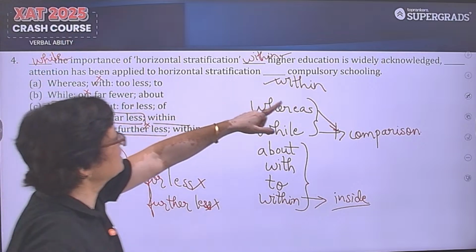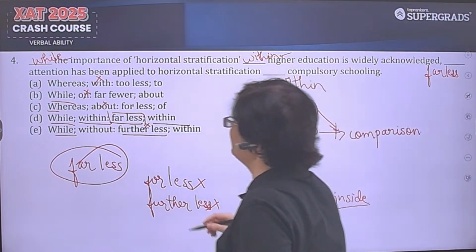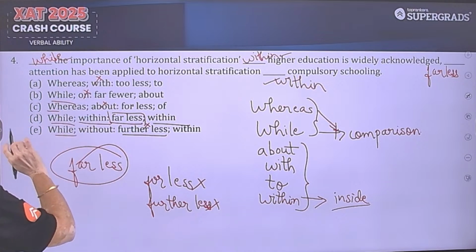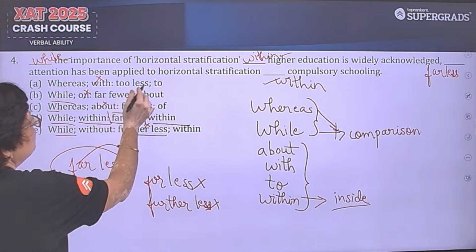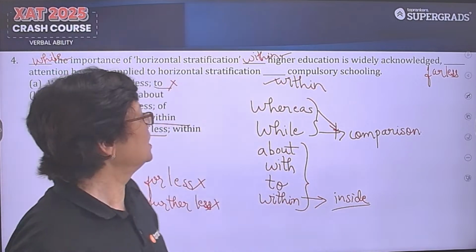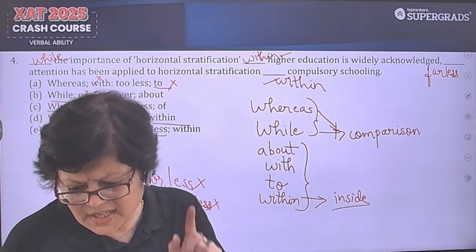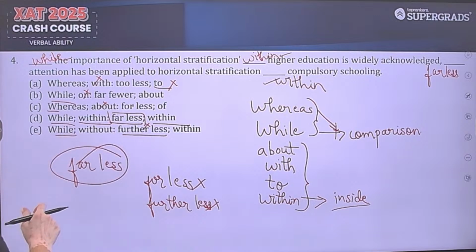While within far less. Here we have to use the phrase far less attention has been applied to horizontal stratification within compulsory schooling. Now, we have ruled out option A because of with. Two less could also, we could have considered two less, it is not wrong. But two here would have been completely wrong. Stratification to compulsory schooling, no, that is wrong. Or maybe it could have been for compulsory schooling. Okay, but that option we have not been given. So we have to judge here itself between within and, I mean, within only is the option which is left.